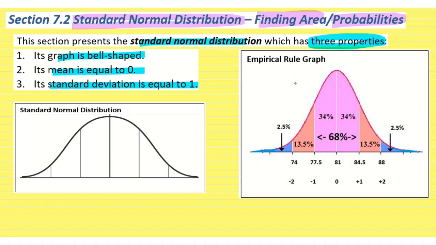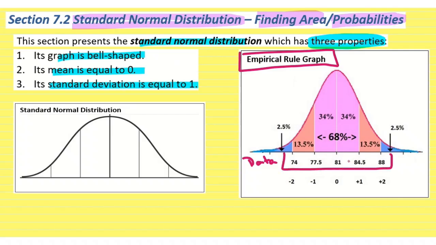When we worked on the empirical rule graph, we always had data, right? This was data points on the x-axis. This right here, 74 through 88, this could be like test averages, like the average test score could have been an 81, and that was real data.